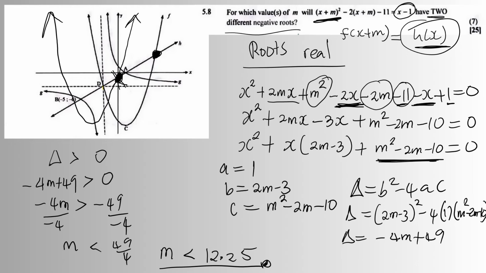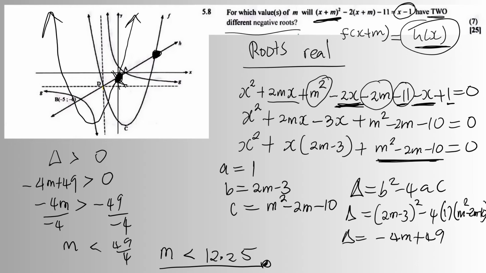All right, are we done? We are not yet done. We just got the values of m that will ensure that these roots are real. But then the question wants there to be two different negative roots. How can we also ensure that these roots are negative?